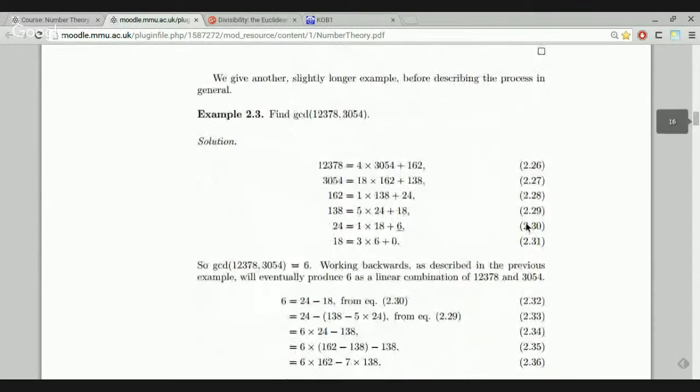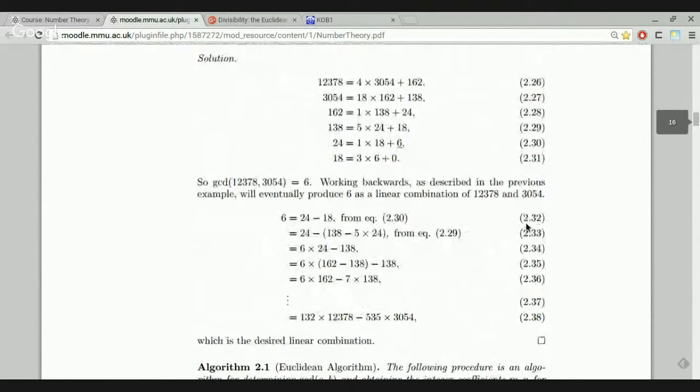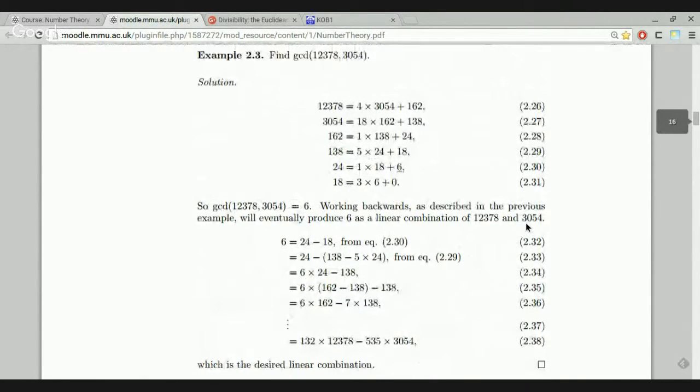So if you go over the page, let's look at this example. Sorry, do you mind moving up to the side? Thank you.